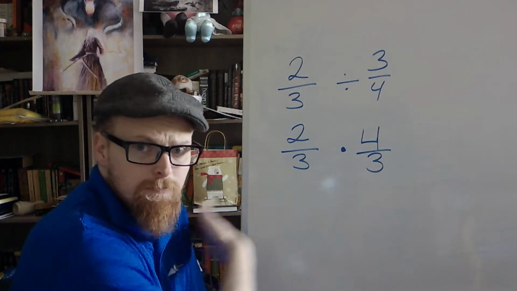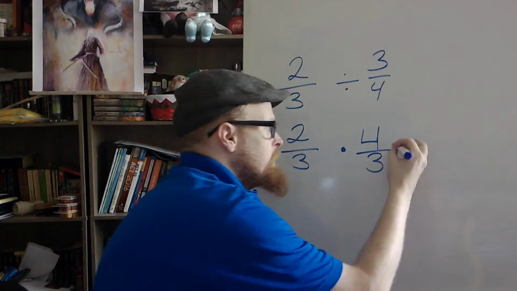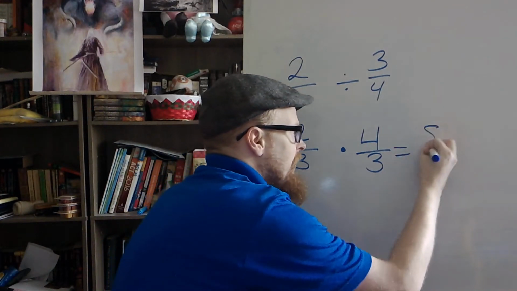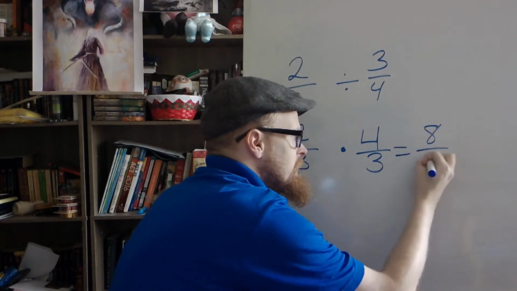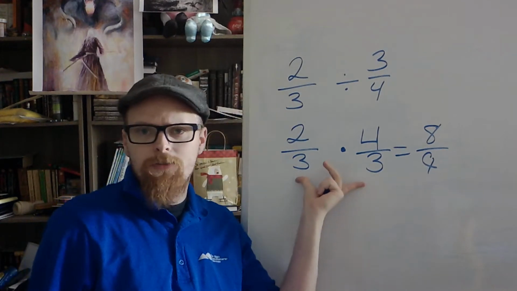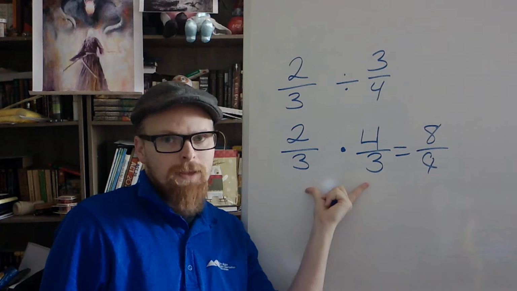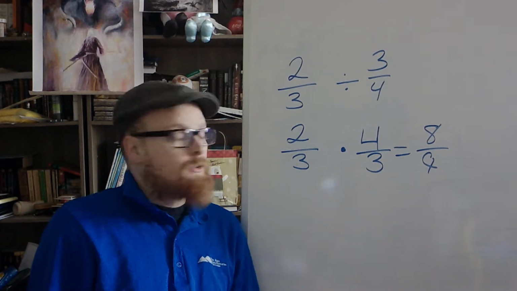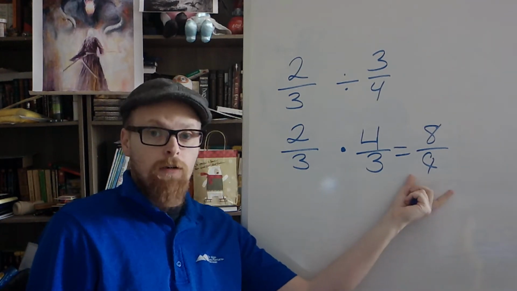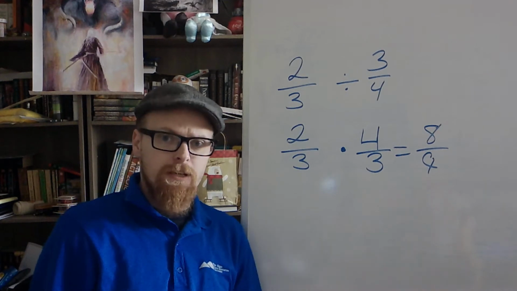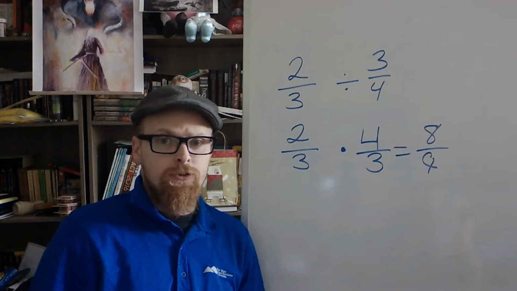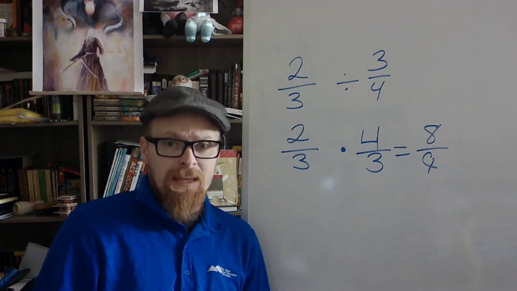Then you multiply straight across. 4 times 2 is 8. 3 times 3 is 9. This one ended up with common denominators. Doesn't matter, we still multiply. It just happened out that way because of how I wrote it. So I end up with 8 over 9. This is the first method to do this. I believe it's the easier of the two.